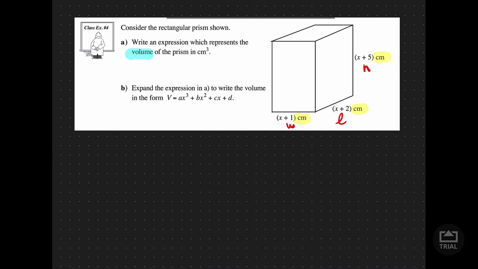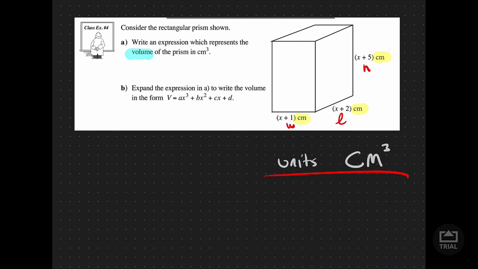And to make sure I don't forget when I'm doing the test, I know my units when I'm finished should be centimeters cubed. So, feel free to make yourself a note like that so you don't forget to do that on a test and start losing important marks.